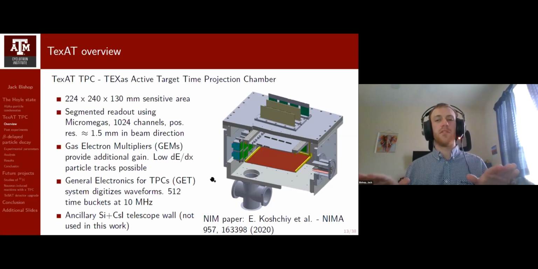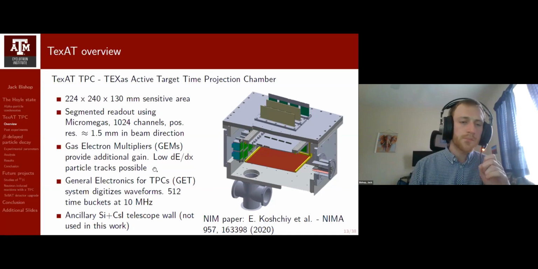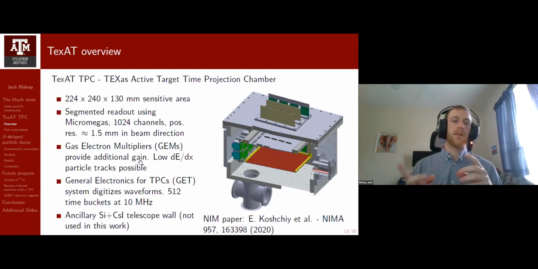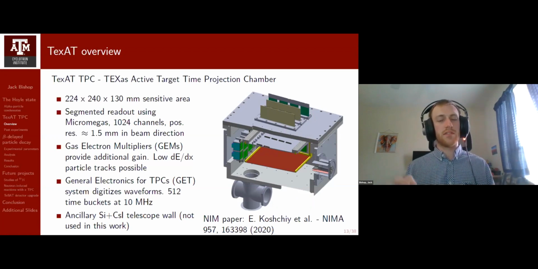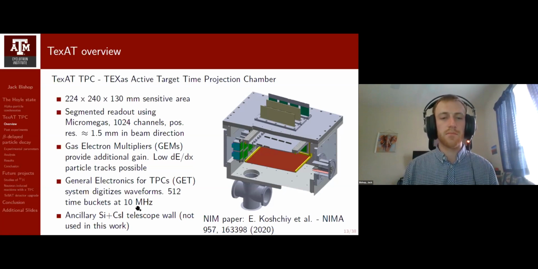And these are particularly important when we're studying reactions where we have proton recoils, which will have a very small energy loss. The whole thing is tied together with the general electronics for TPCs, or the so-called GET system. So what this does is digitize the signal from each of these pads, these 1,024 channels in the micromegas, in 512 time buckets for a 10 megahertz clock speed. This can go all the way up to 100 megahertz, but for this specific study that I'm going to be talking about, 10 megahertz was optimal. And we also have the option of including an ancillary silicon cesium iodide telescope wall, which isn't actually used in this work, but this is where it sits.